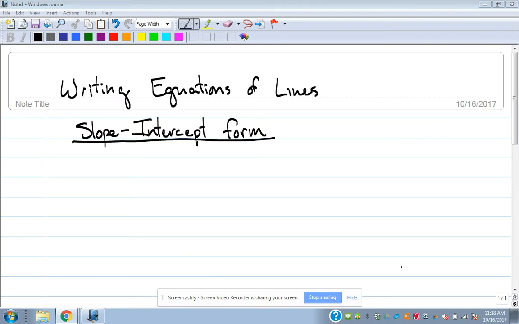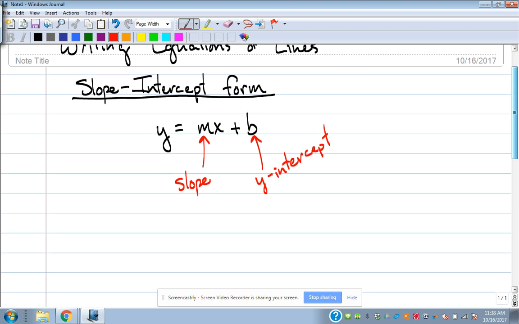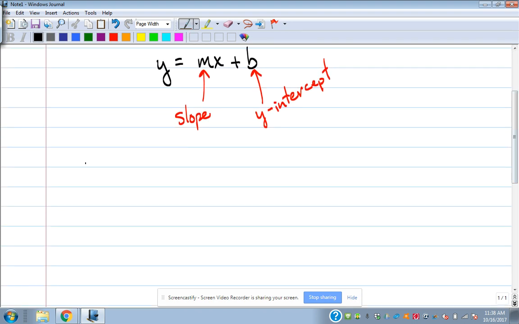So writing equations of lines, we're going to start out with slope-intercept form. You guys already know what slope-intercept form is. What is slope-intercept form? Good job. Y equals mx plus b. So to write an equation in slope-intercept form, what two things do you need? The slope and the y-intercept. If you have those two things, you can write the equation in slope-intercept form. So let's do that.